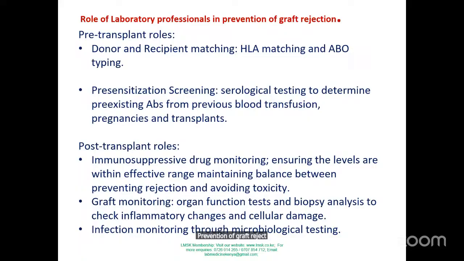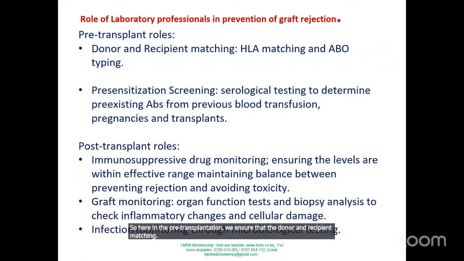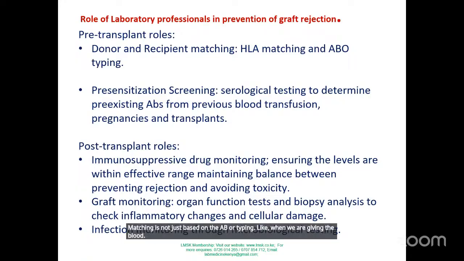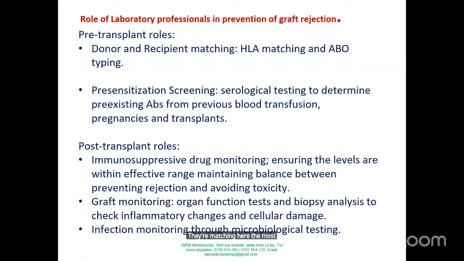The first role is in the pre-transplantation. Here, we ensure donor and recipient matching. Matching is not just based on ABO typing, like when we are giving blood. The most significant one here is HLA matching. We have to ensure that the donor and the recipient are HLA typed and compatible in terms of their HLA antigens, and also in terms of their ABO. By doing that, we can arrest the pre-existing antibodies that would mount a hyperacute rejection.